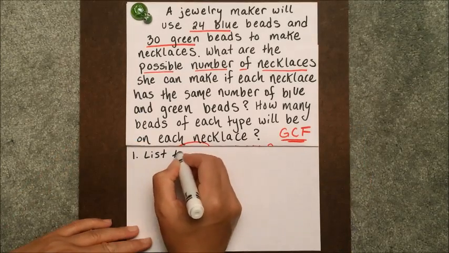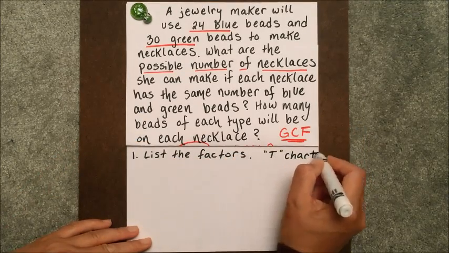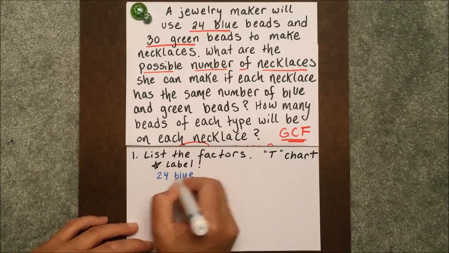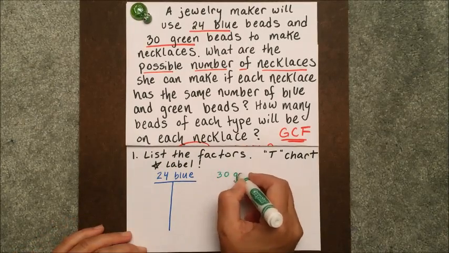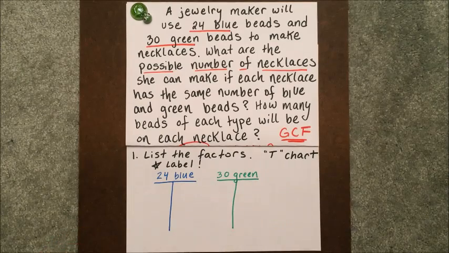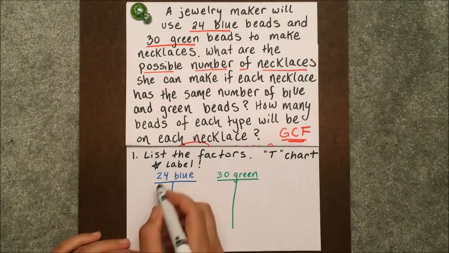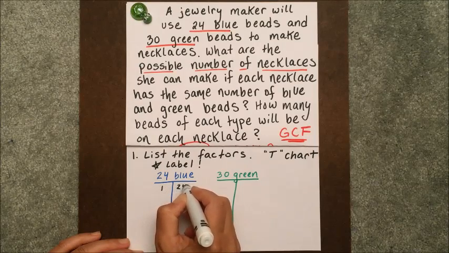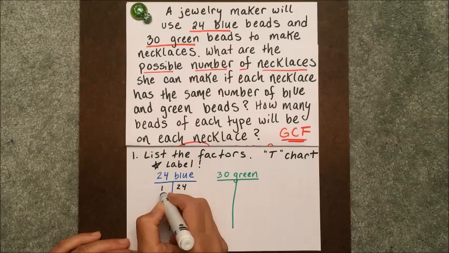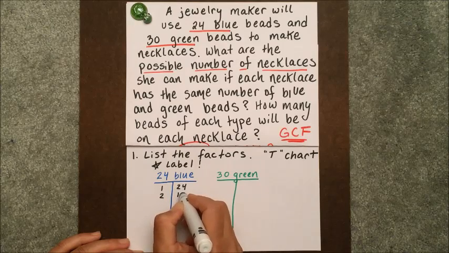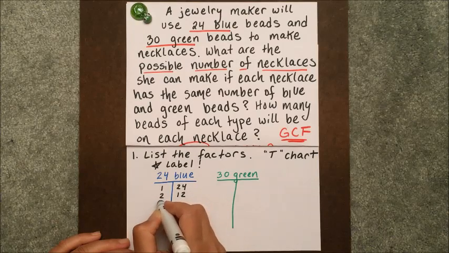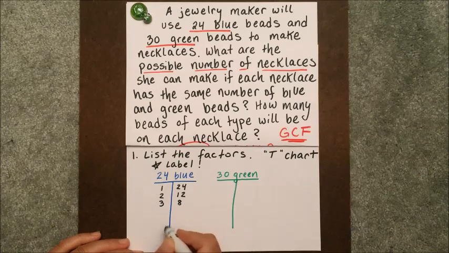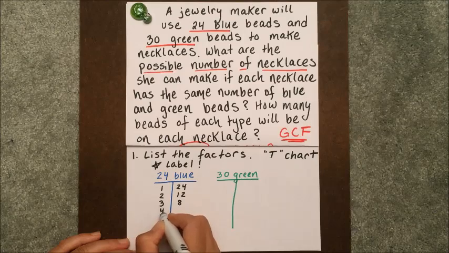All right, so our first step is we need to list the factors, and I like using a T-chart for this, and we need to label them. That just keeps it very organized and easy to pull the information from. So with our factors, if you think of it like this, if we have one necklace, all 24 blue beads will be on that necklace. So the factors are the even ways that you can split up the beads that you have. So if you have, for instance, 3 necklaces, you'll have 8 beads, and so on.